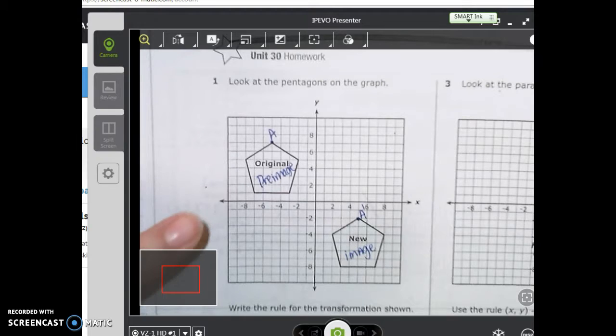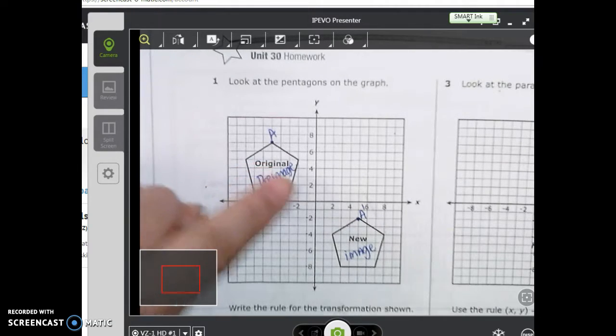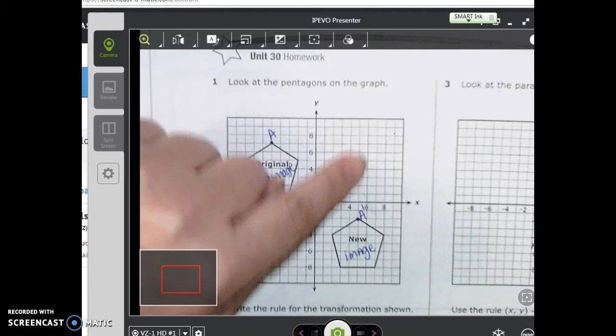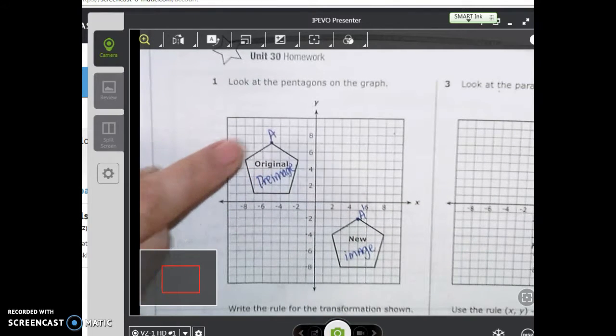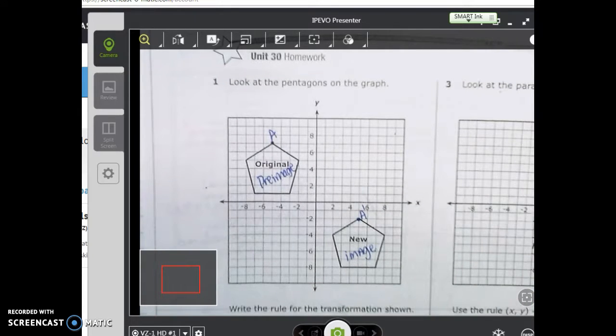First of all, it's a slide, because I'm sliding from here, and I'm sliding to here. Now, I just can't slide this way. I'm going to have to go right or left, and I have to go up and down. But I can prove it's a translation because the top is still at the top. It didn't flip, it didn't turn, it didn't get bigger, it didn't get smaller.